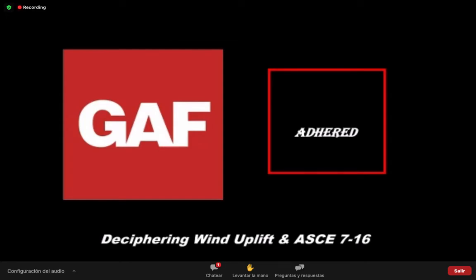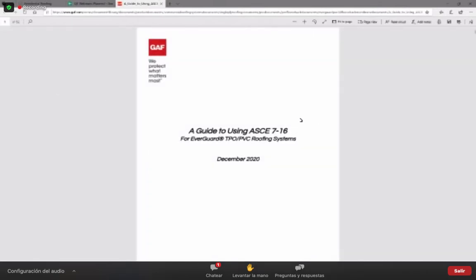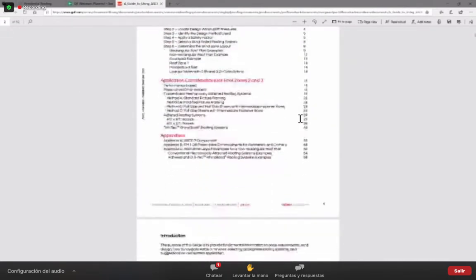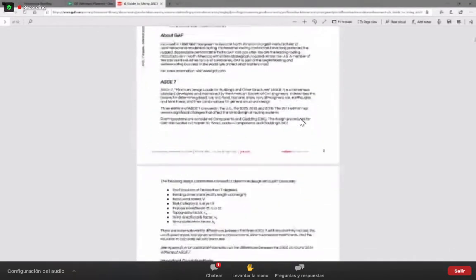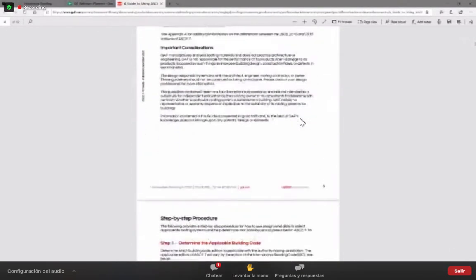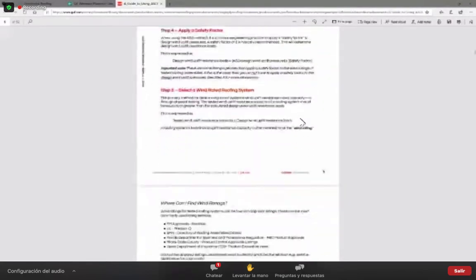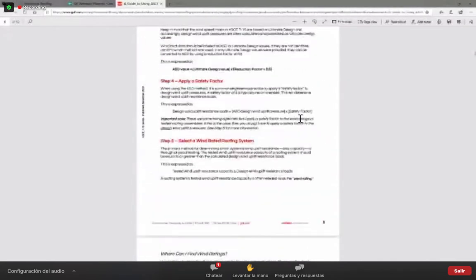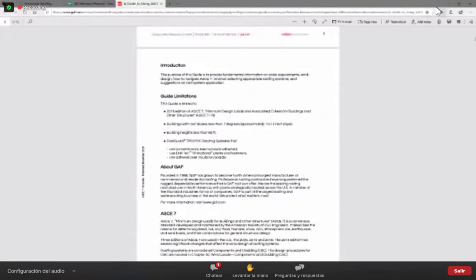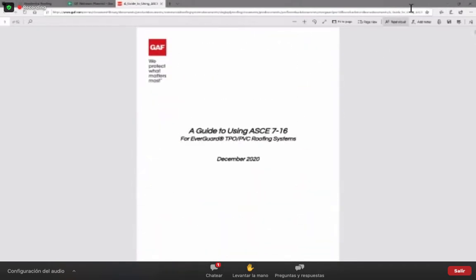Also, Mr. McCabe already put a link in the chat box. I recommend you download it. This is a PDF, about 61 pages. It's pretty much the guide to using ASCE 7-16 for EverGuard TPO and PVC roof systems.